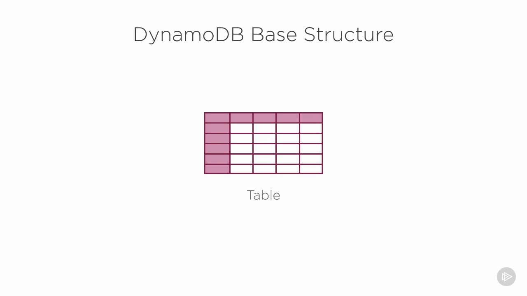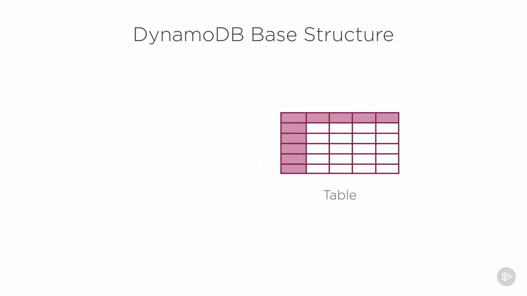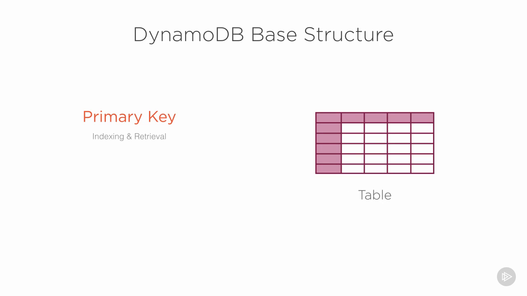Since the concept of a database, which is typical in most other database types, has been abstracted away, the table is your root point of data storage. Each table needs a primary key for partitioning and indexing the data, and can optionally have secondary indexes as well.